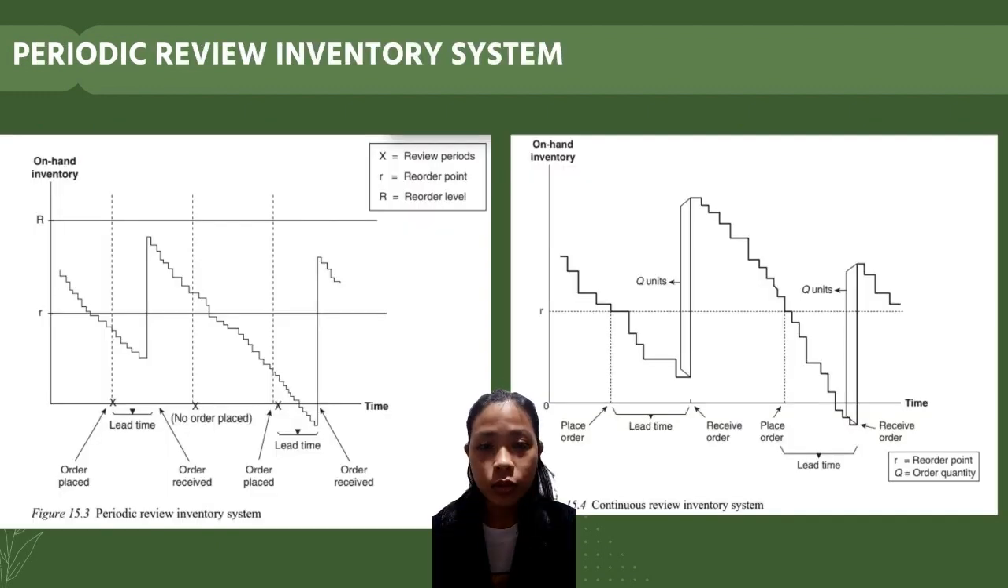On the first table, you will see the periodic review inventory system, in which quantity levels will be determined at the end of each period. On the second table, you will see the continuous review inventory system, which is calculated as it moves in or out in real time.